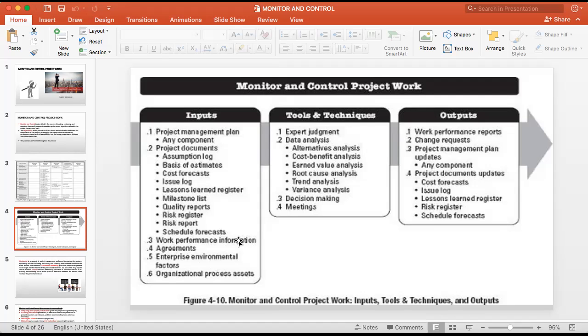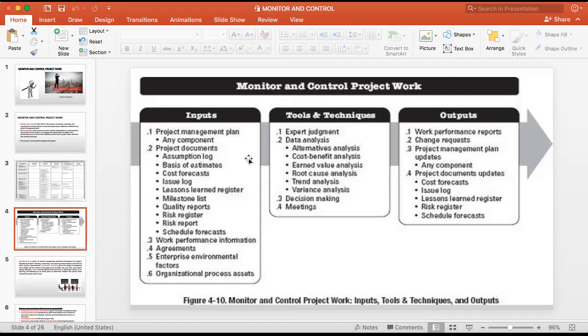So what else? You will have validated change requests. Validated change requests you also have to consider as your inputs. That will be there. So when you read on this one.